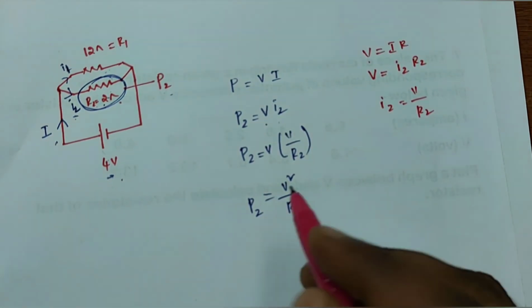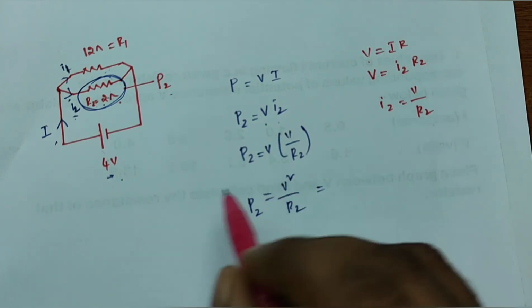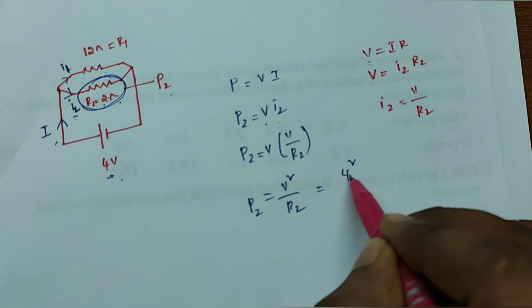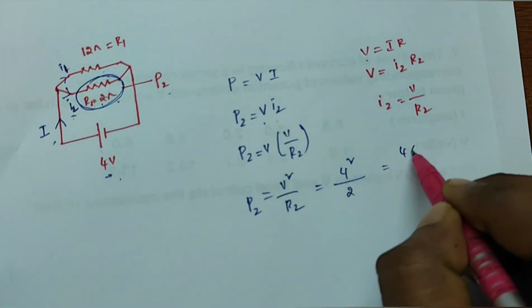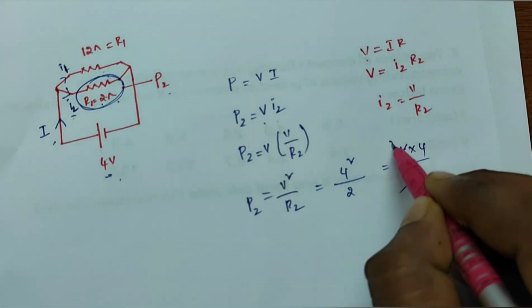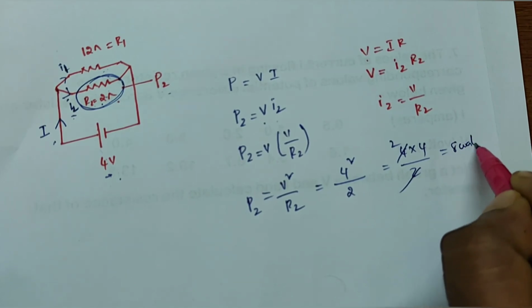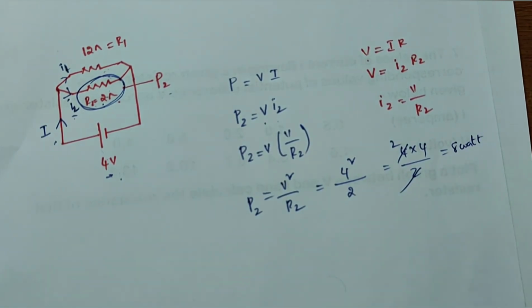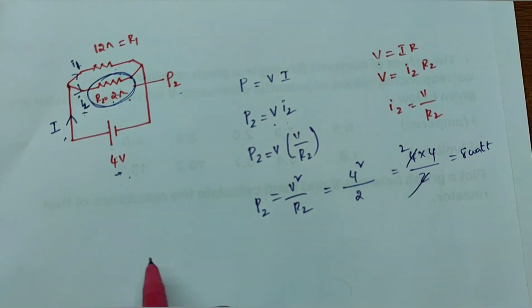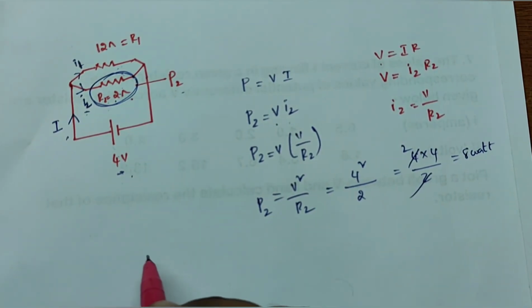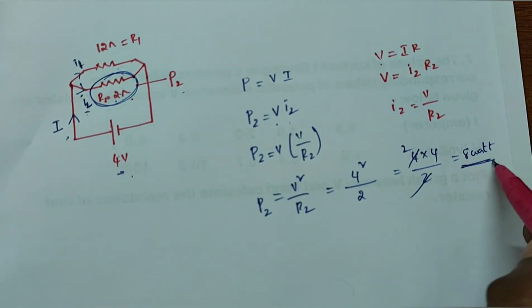Now what is V square here? 4 square divided by R2. R2 is 2. That means 4 into 4 divided by 2. 2 ones are 2, 2 twos are 4. That is equal to 8 watt. So the power used by this resistor in the parallel connection is also 8 watt only.